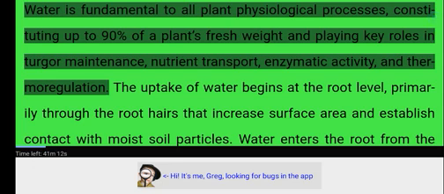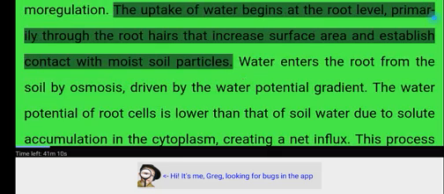Water is fundamental to all plant physiological processes, constituting up to 90% of a plant's fresh weight and playing key roles in turgor maintenance, nutrient transport, enzymatic activity, and thermoregulation. The uptake of water begins at the root level, primarily through the root hairs that increase surface area and its contact with moist soil particles.